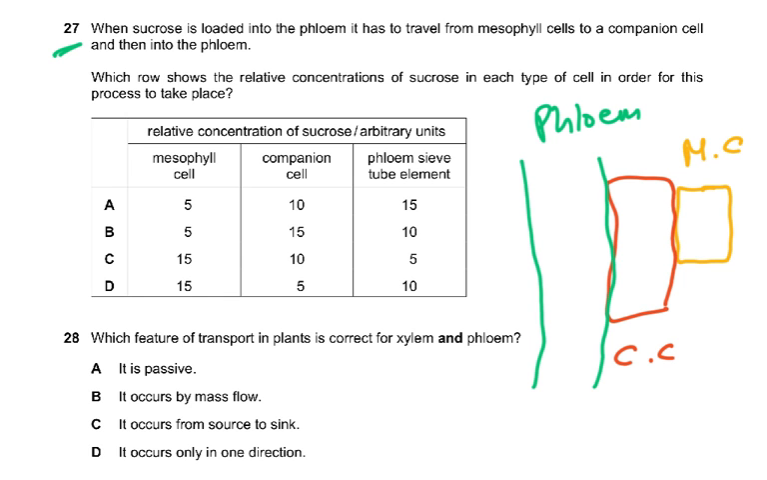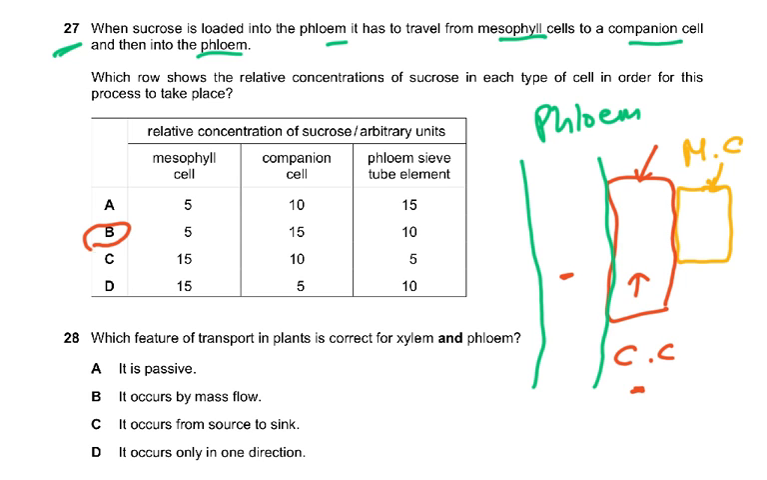Question number 27. When sucrose is loaded into the phloem, it has to travel from the mesophyll to a companion cell and then into the phloem. So the mesophyll cell is this one, which I have shown you in yellow. Then the companion cell, which I've shown you in red, and then the phloem, which I've shown you in green. Now, what you have to understand is that the mesophyll cell can have less, but sucrose is going to be actively transported into the companion cell. So the companion cell always has to have more than the phloem.